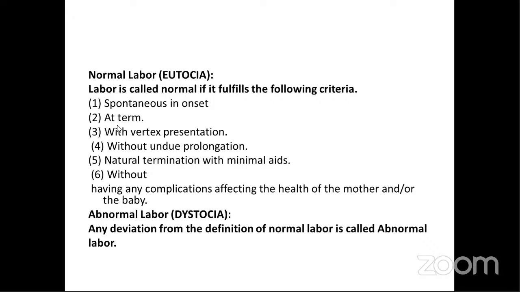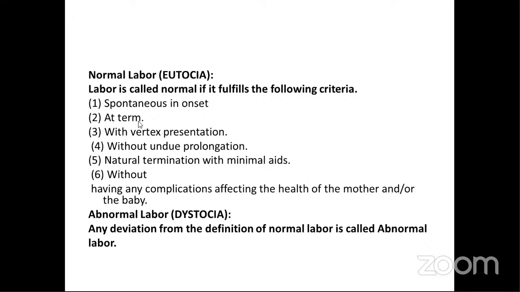The second criterion is that it should be at term. You all know that term is defined as after 37 completed weeks of gestation, the time when we say the pregnancy has attained term, and the normal labor should have its onset after the completion of 37 weeks of gestation. So if the labor sets in before the completion of 37 weeks, what do we call it?